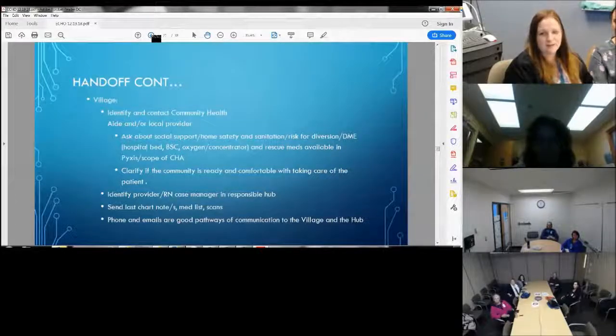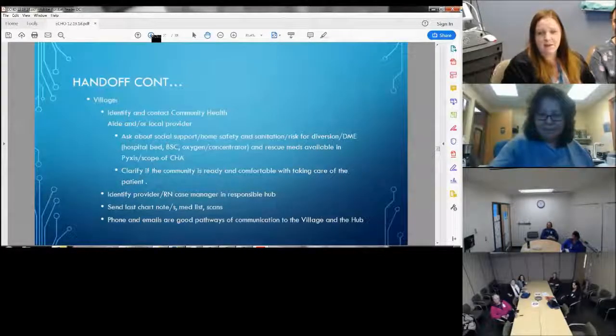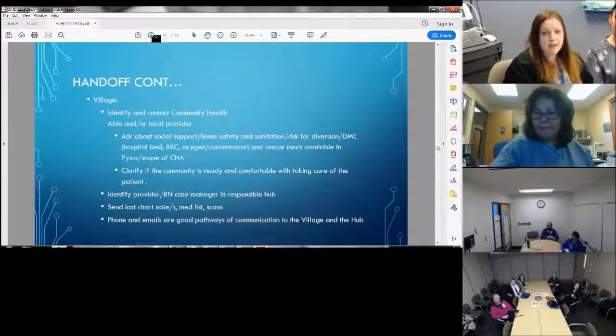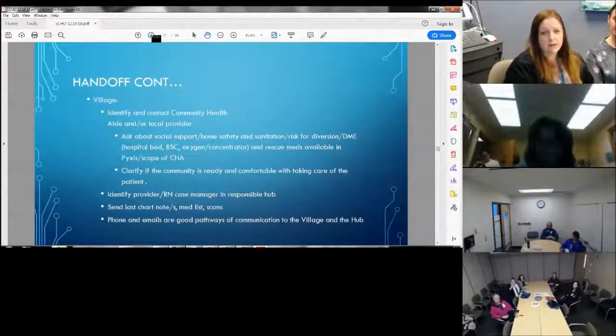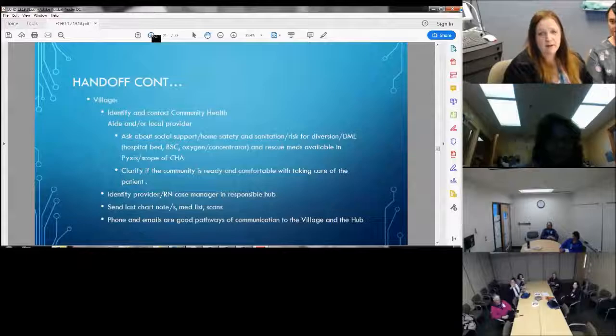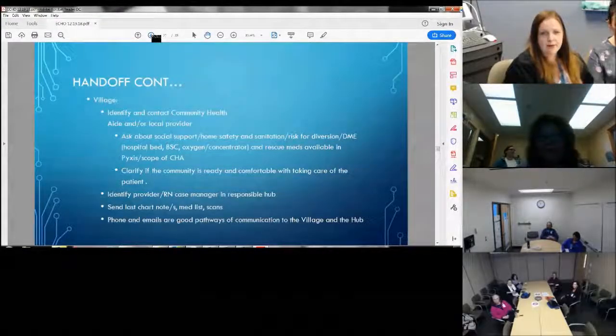Talking with them about the diversion and what DME, durable medical equipment, might be needed. Often there aren't these supplies in the village, and a lot of this is coordinating the village health aide with the regional nurse case manager to see what sort of DME they can get there. And the other thing is asking the health aides, is there somebody in the community that has any of this equipment? So those are important things to think about.